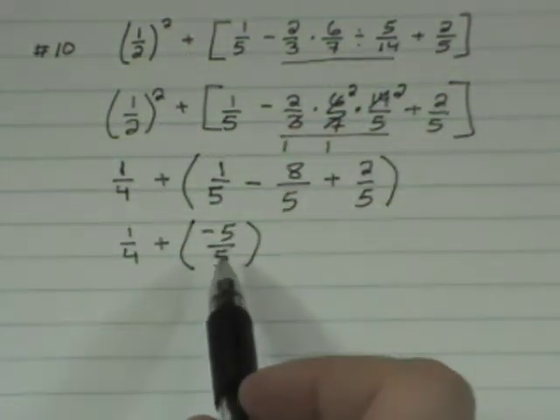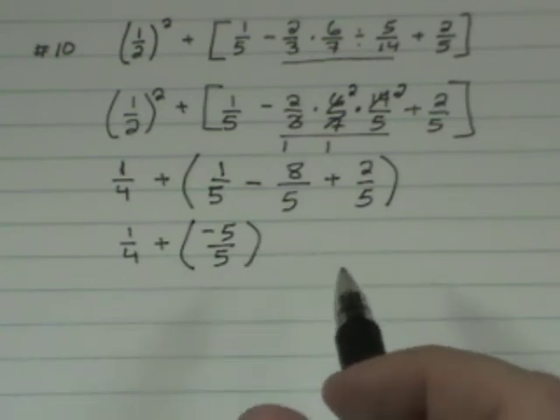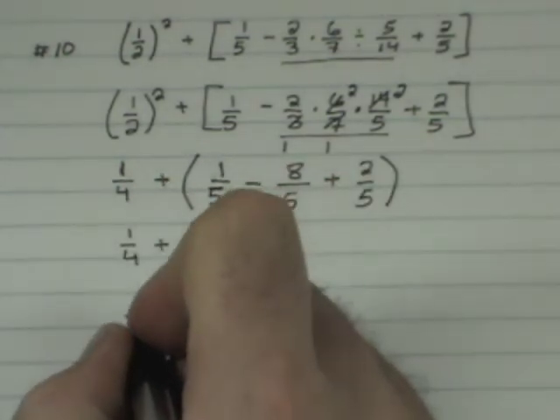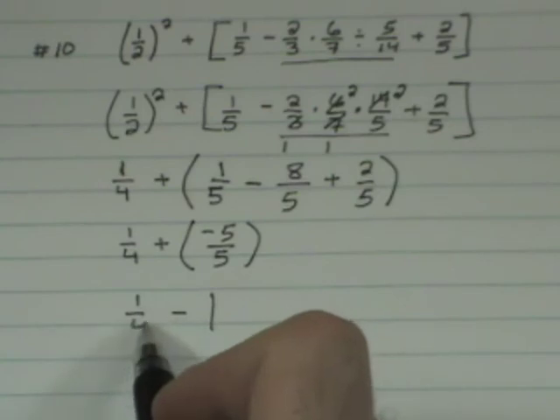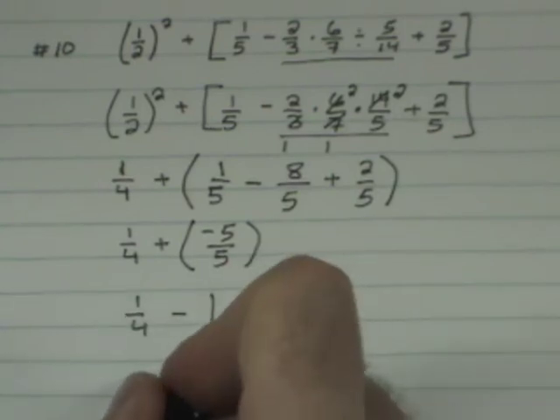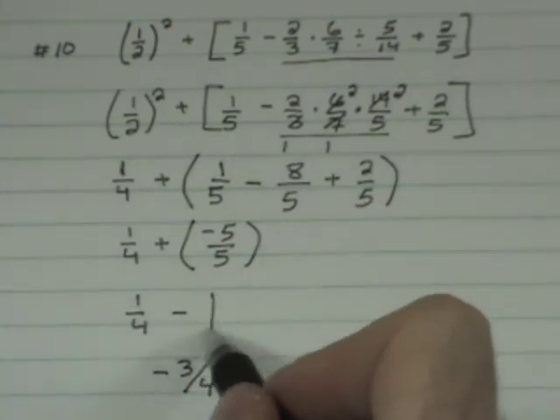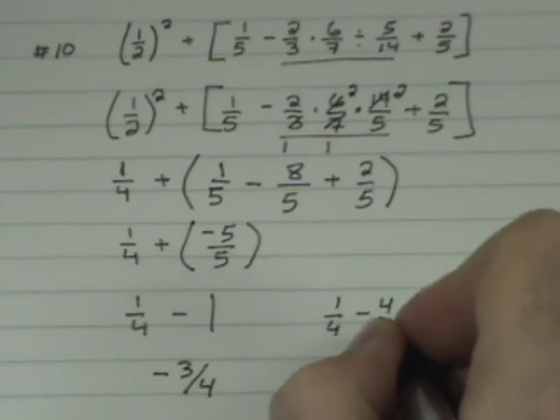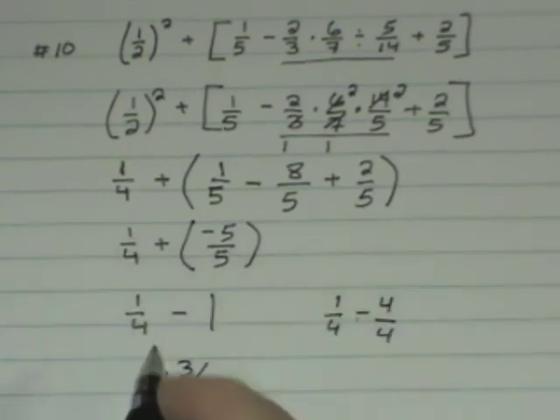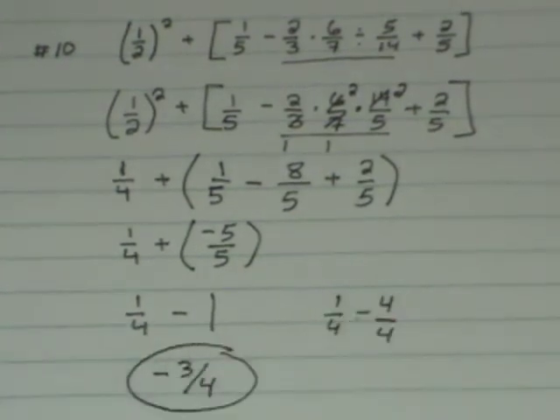When I look at that negative 5/5, I recognize that that fraction can be simplified. I can call it negative 1. And so what I have here is 1/4 minus 1. The arithmetic there, 1/4 take away 1 would be negative 3/4. Another way to look at that, you could transform this 1 and you can say 1/4 minus 4/4. 1 take away 4 is the negative 3/4. Final answer, negative 3/4.